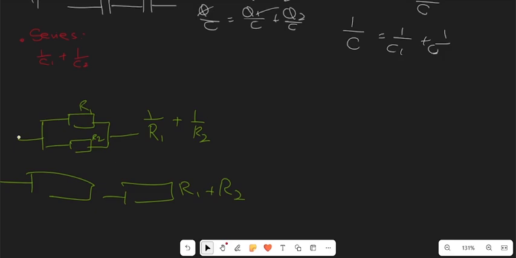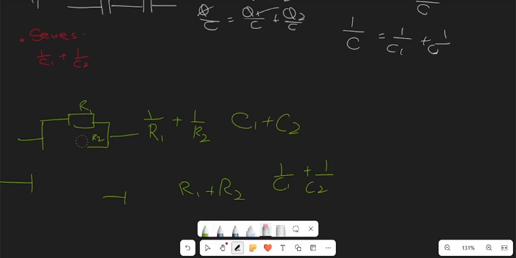So for the capacitance, it's literally the opposite. When you are in parallel, you do C1 plus C2. When you are in series, you do 1 over C1 plus 1 over C2. That is the difference between them, and you just have to understand that. If you know how to derive the formula for C, then it won't be an issue.